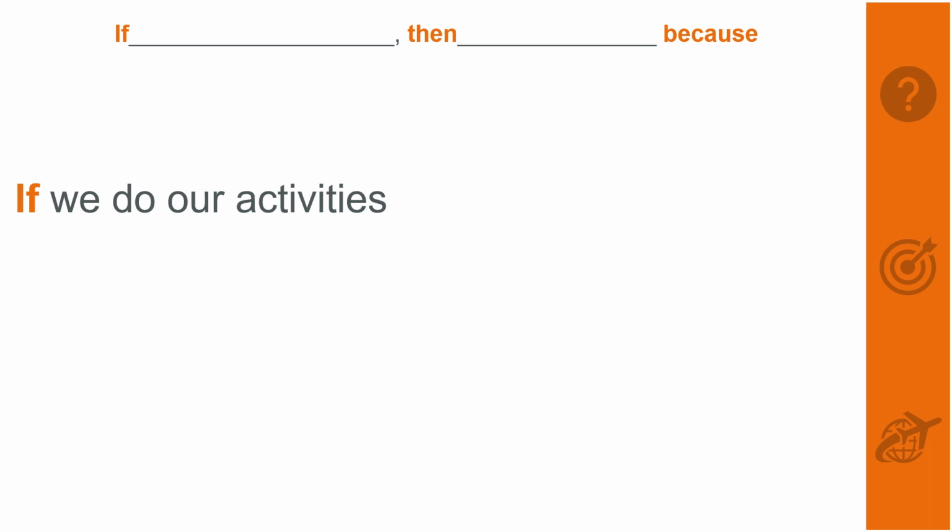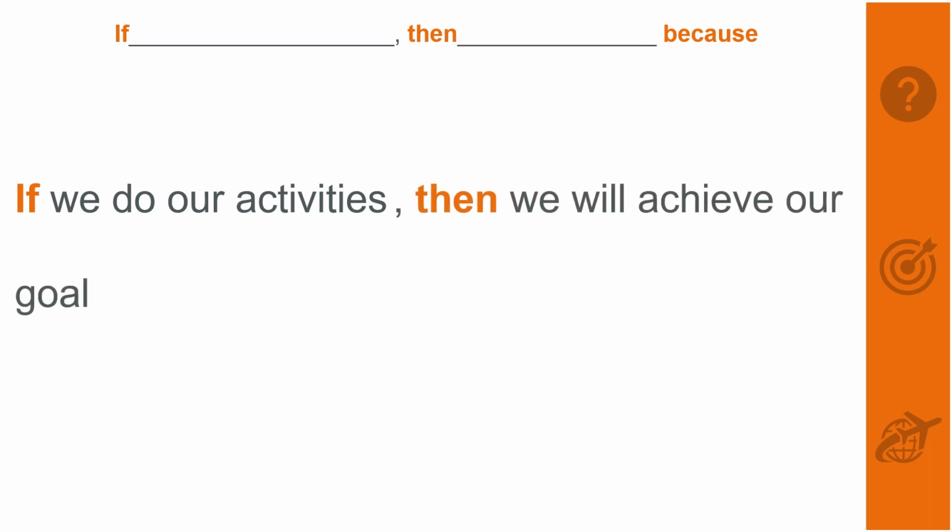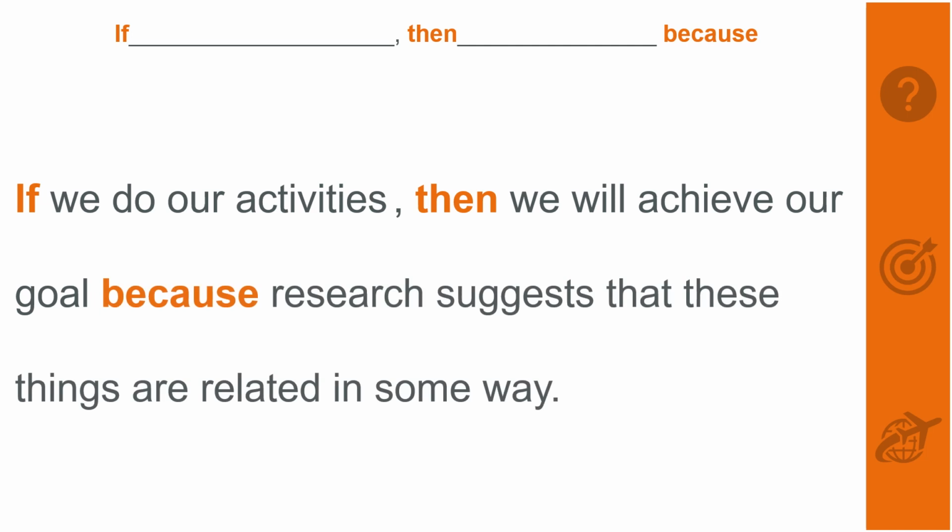When developing your theory of change, you may find it useful to use the if, then, because format, which helps us connect program activities to the problem we are trying to solve, while also detailing the underlying logic of why we believe the two are connected. So if we do our activities, then we will achieve our goal because research suggests that these things are related in some way. Now let's look at an example.